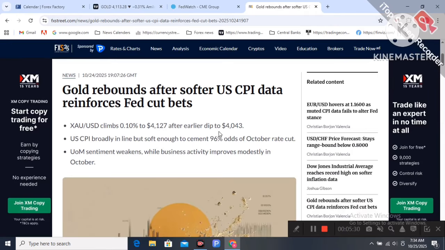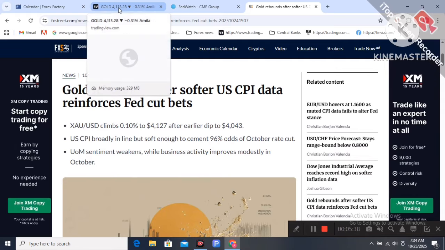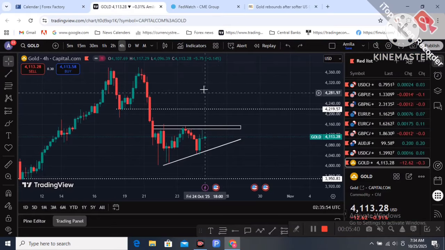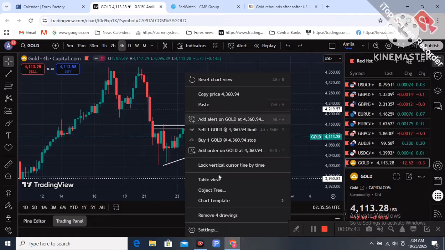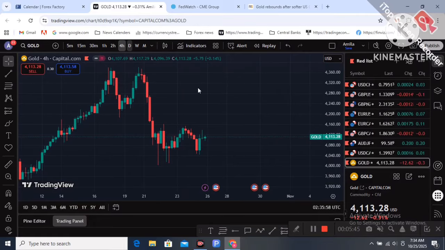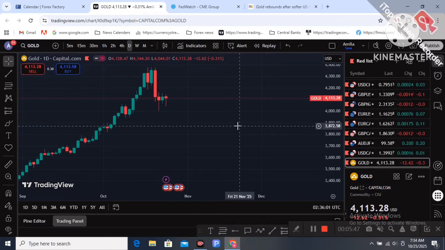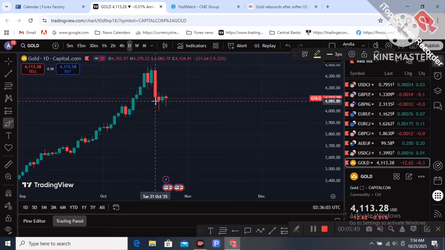So that's what the FX Street website mentioned: gold rebounds after softer US CPI data reinforces Fed cut bets. The US government shutdown is still causing market uncertainty, and this uncertainty helps gold demand. So this is the daily chart.